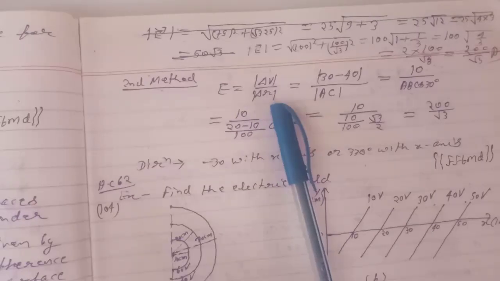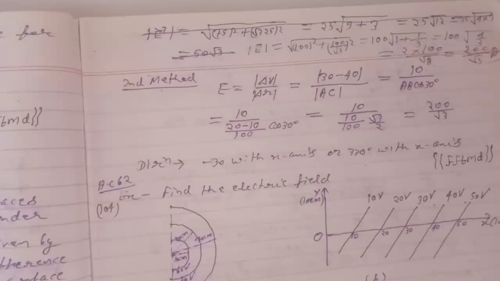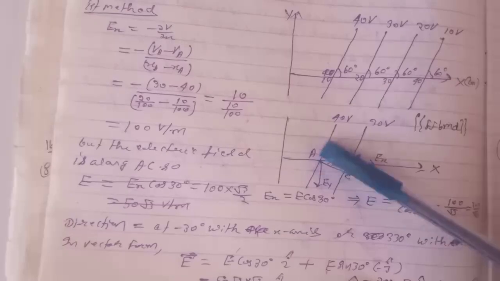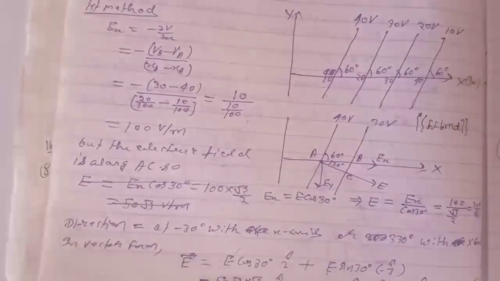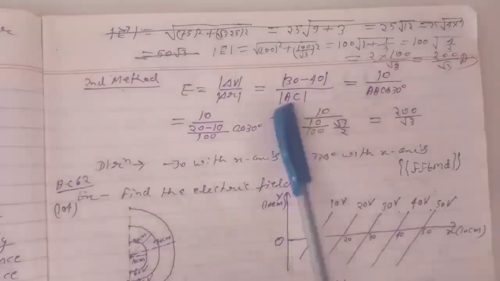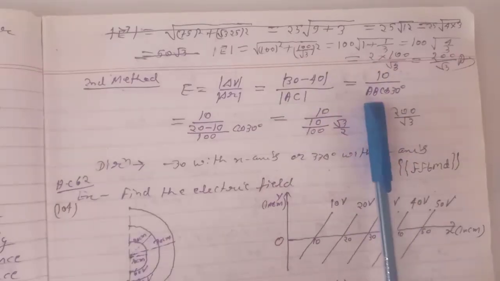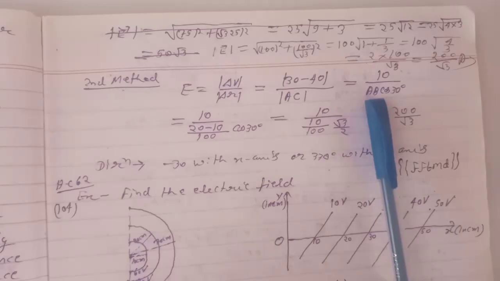So here the perpendicular distance will be mode of AC. This distance is perpendicular here. This distance A to C, we have drawn a perpendicular at A. So AC is perpendicular. So we have mode of 30 minus 40 by mode of AC at 10 equals to AB cos 30 degree, because AB is given, AC is not given, and AC will be equal to AB cos 30.